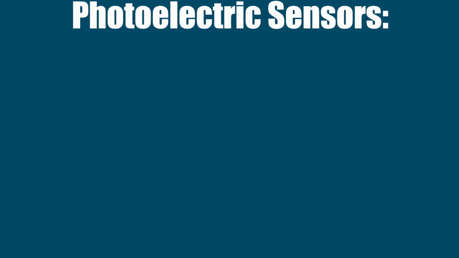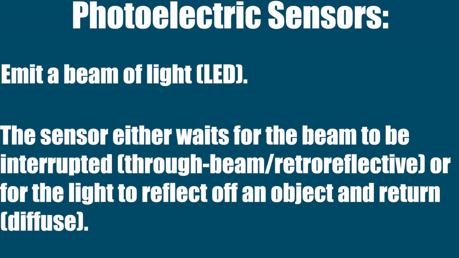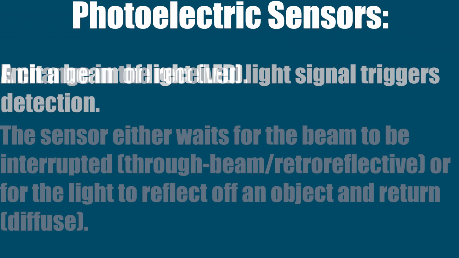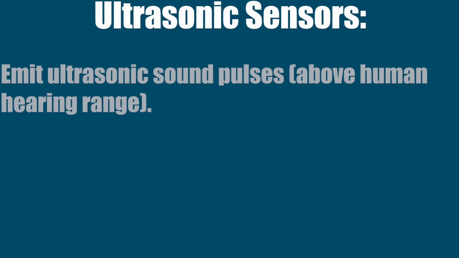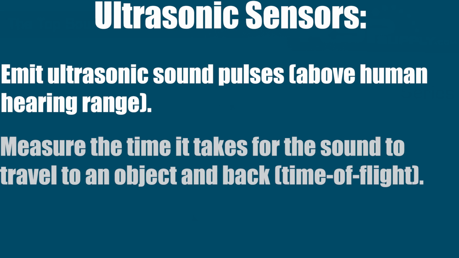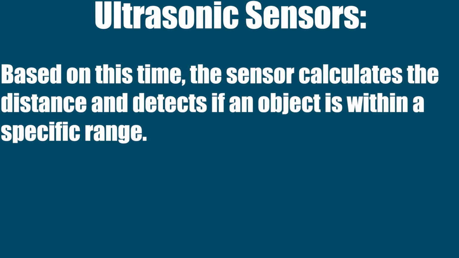So photoelectric sensors, these emit an LED beam of light, and the sensor either waits for the beam to be interrupted, that's by the through beam or retroreflective models, or for the light to reflect off an object and return through the diffuse model. A change in the received light signal triggers detection. Ultrasonic sensors, these emit ultrasonic pulses, sound pulses, above human hearing range, and they measure the time it takes for the sound to travel to an object and back, the time of flight. Based on this time, the sensor calculates the distance and detects if an object is within a specified range.